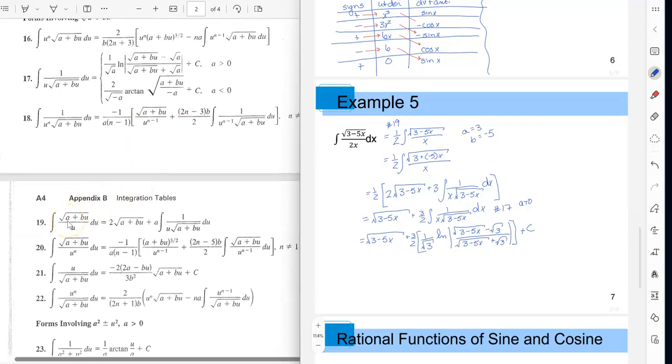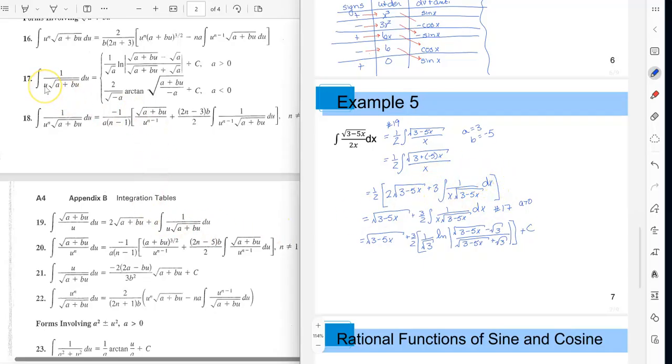Our a is going to be a positive 3, and our b is going to be a -5. So we can think about this as 3 plus -5 times x. And then plug everything into our formula. So that factor of 1/2 is out there, and we're going to use brackets. So it's going to be 2 square root 3 minus 5x plus a times the integral of 1 over x square root 3 minus 5x dx. And then we have to figure out how we are going to integrate this.